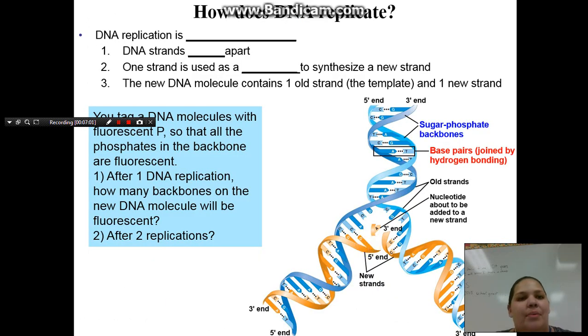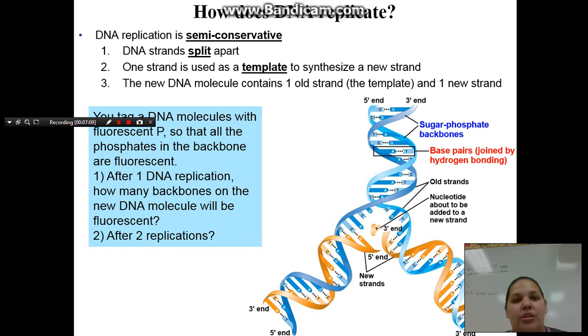So how does DNA replicate in the first place? Well, DNA replication is semi-conservative. DNA strands split apart. One strand is used as the template to synthesize a new strand, and then the new DNA molecule contains one old strand and one new strand. So we're going to go ahead and do this processing piece tomorrow together.